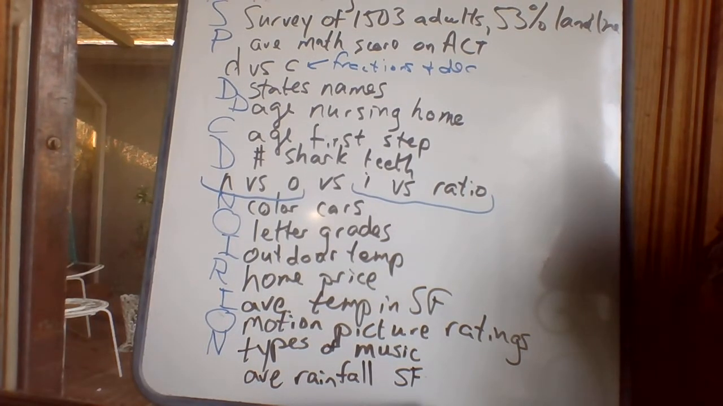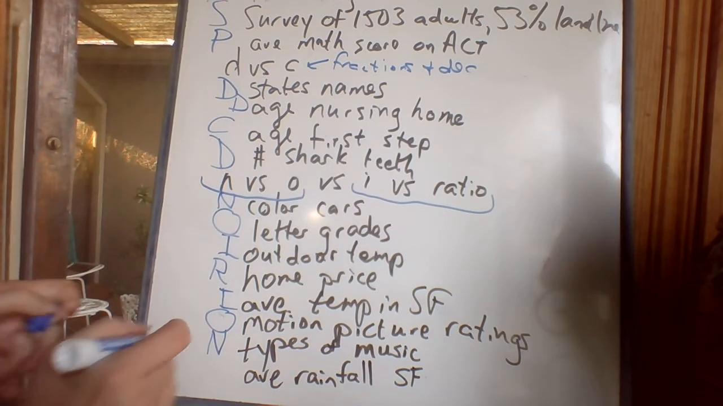And then the average rainfall in San Francisco, because we had the average temperature in San Francisco, the average rainfall, it is not time or temperature, so it is ratio.